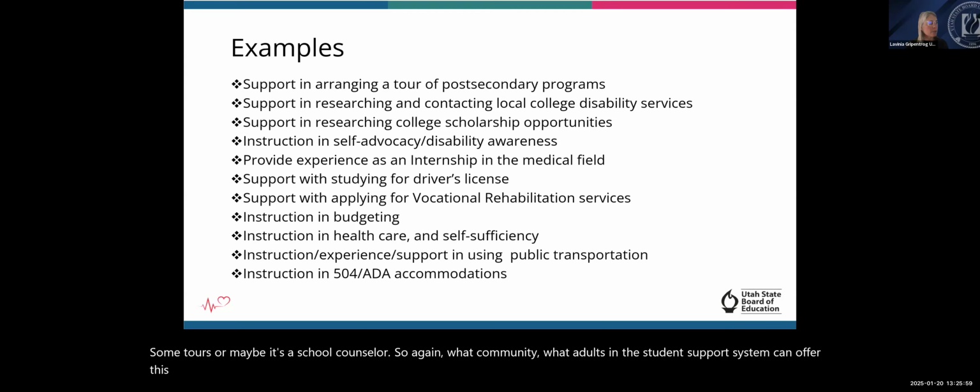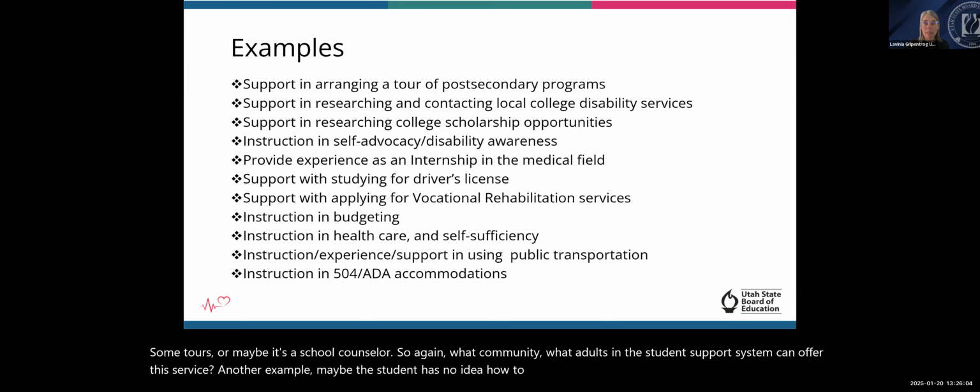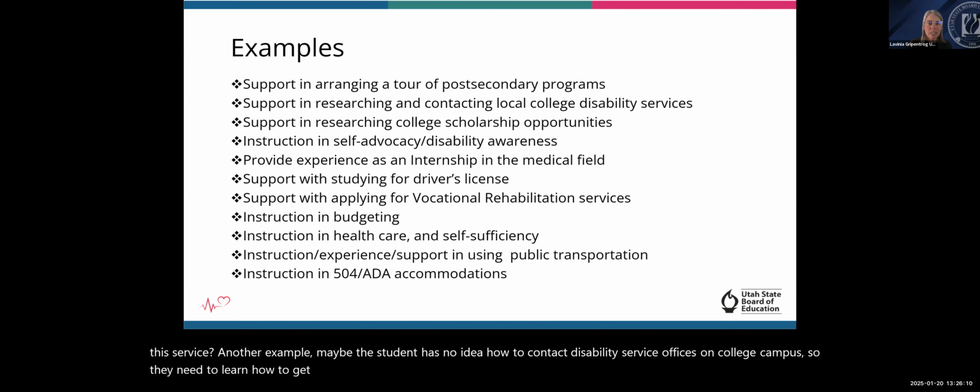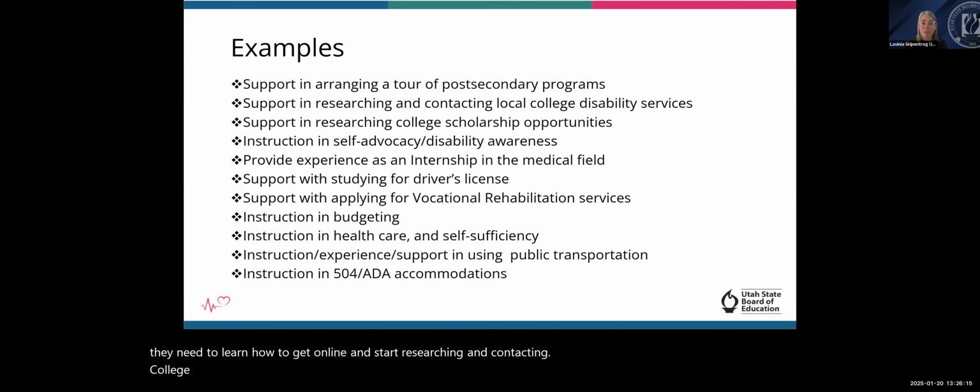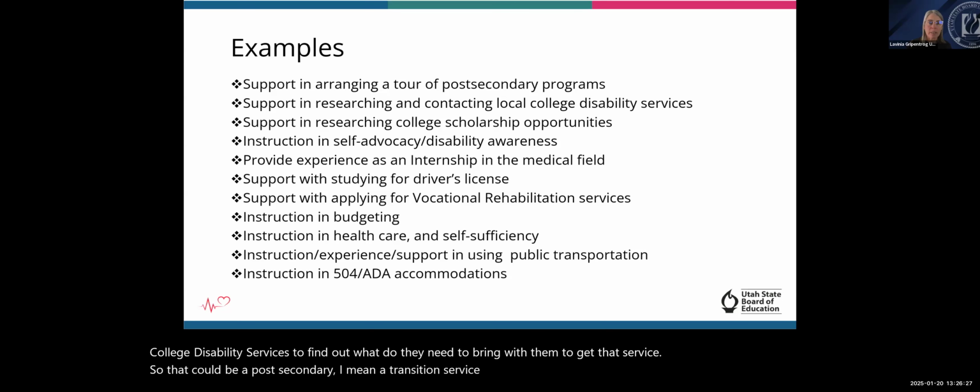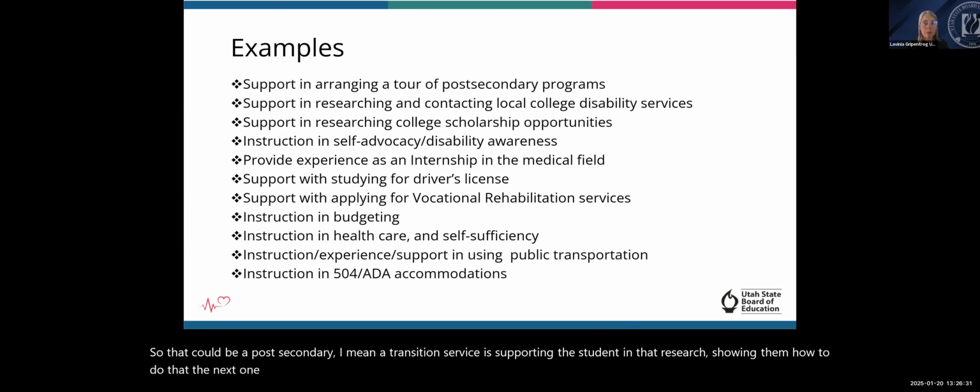Another example, maybe the student has no idea how to contact disability service offices on a college campus. So they need to learn how to get online and start researching and contacting college disability services to find out what do they need to bring with them to get that service. So that could be a transition service, is supporting the student in that research, showing them how to do that. The next one, support in researching college scholarship opportunities.